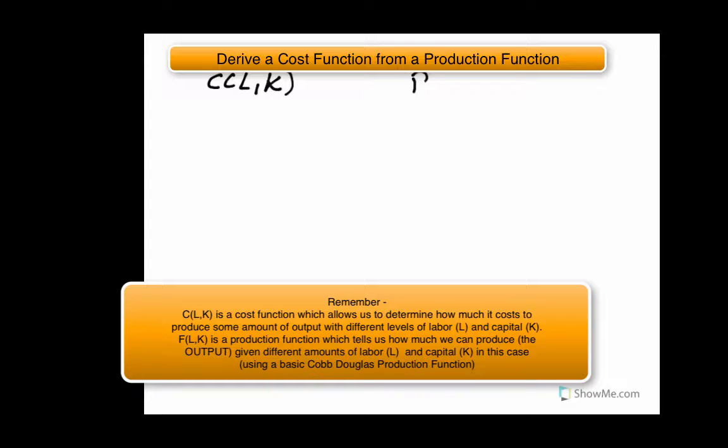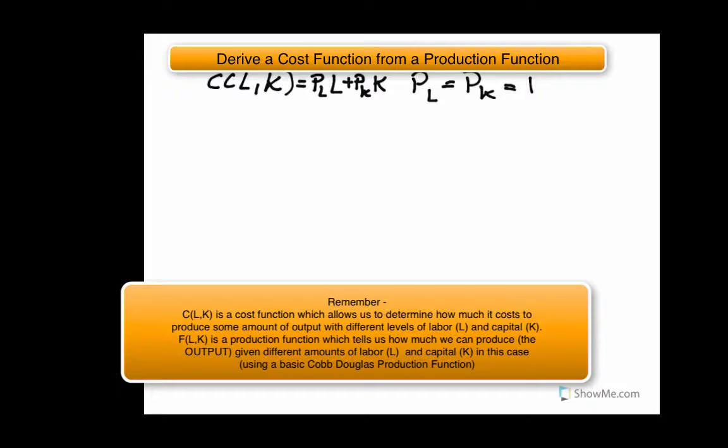Okay, so we're going to show you how you can derive a cost function from a production function. We're going to define this problem, which is called our cost minimization problem. And we know what our general cost function is. We have our C of L and K. I'm going to fix the price of labor and the price of capital to be 1, just so that things are easy. So that's just equal to the price of labor times how much labor we have, plus the price of capital times how much capital we have, right?